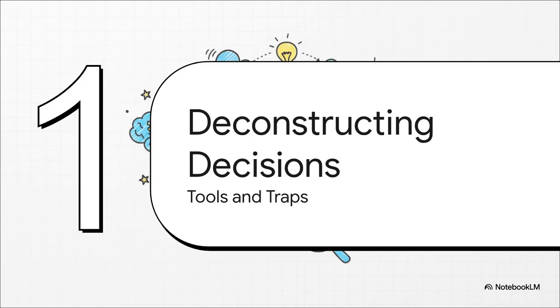Okay, so that brings us to our next section, deconstructing your decisions. What we're going to do here is really dissect the mental toolkit you're using every single day. We'll look at the powerful reasoning strategies you have at your disposal, and just as importantly, the common cognitive traps that can lead us all into making errors.